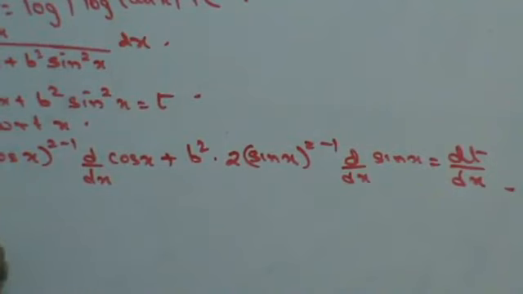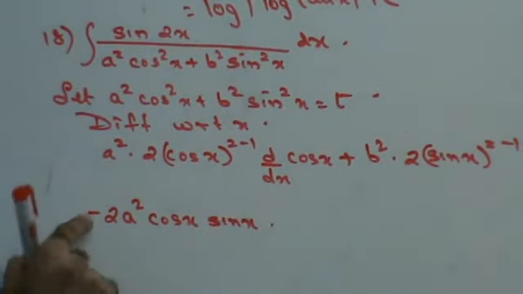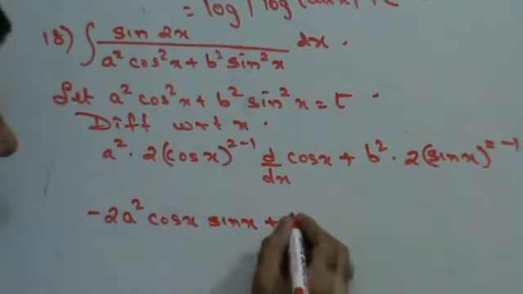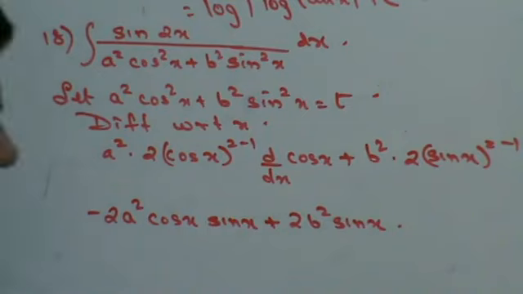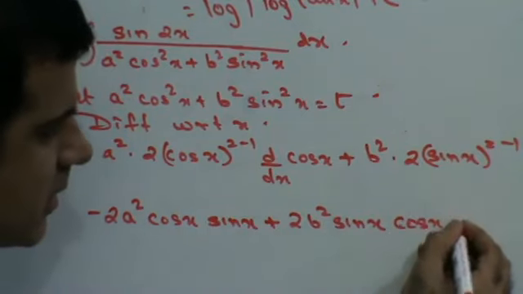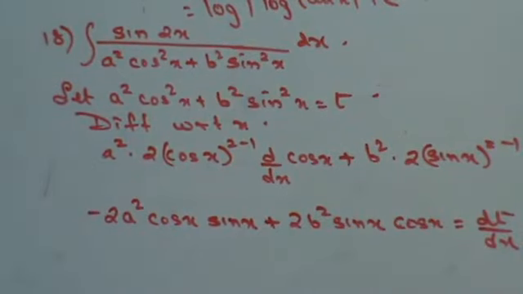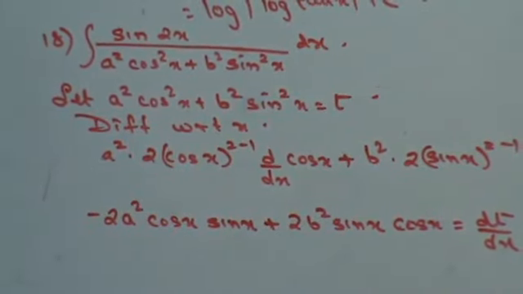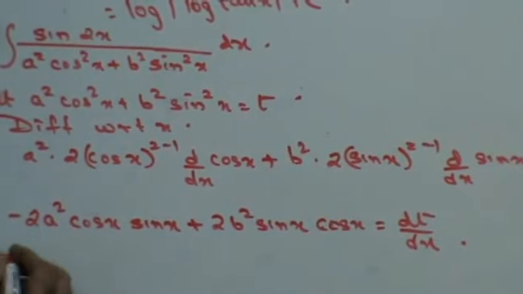Now this can be written as 2a square cos x. d by dx of cos x is minus sin x, the minus sign I am writing here, plus 2b square sin x. d by dx of sin x is nothing but cos x, is dt by dx. Now in this case I could take 2 sin x cos x common.